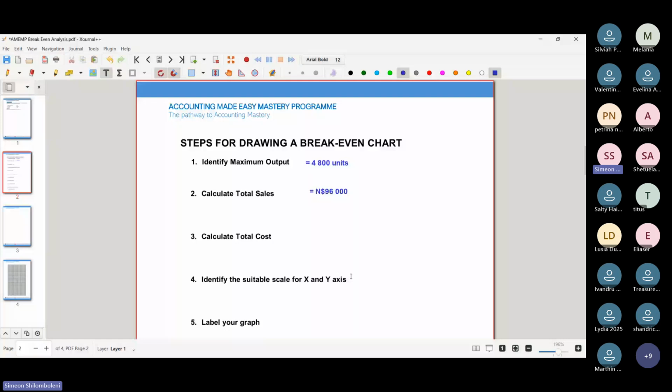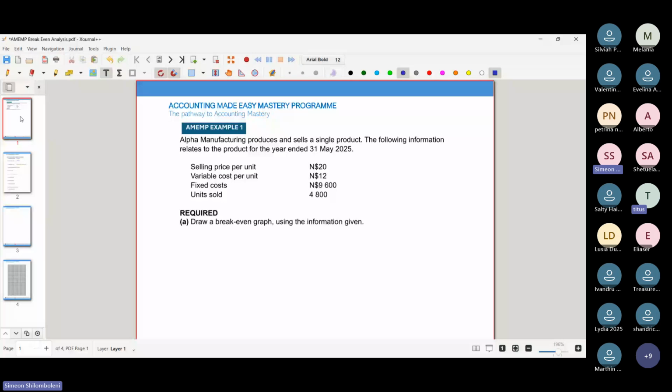Total cost. The hint that I'm going to give you is total cost is equal to total variable cost plus total fixed cost. Now, total variable cost plus total fixed cost. Can you get me that answer? If you have a question, you stop me and then I help you before we move on.